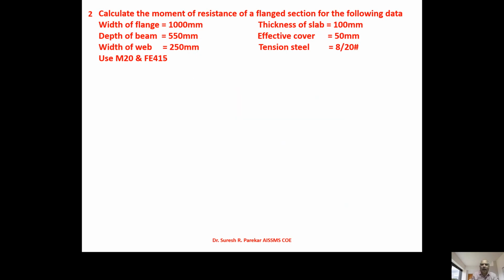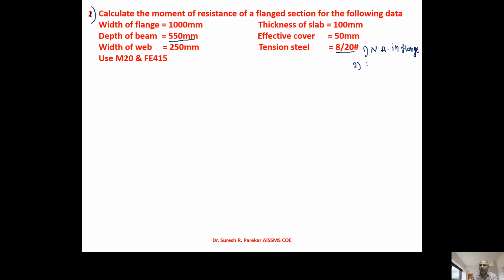Now here I have kept this as 550 only. The changes you can see, and this is 8 bars of 20 mm diameter. Now we are going to solve this to calculate the moment of resistance. So now we have the given data, and we know how we will go. We have already seen that first we have to assume the neutral axis in flange. This we have to keep in mind and follow the same.